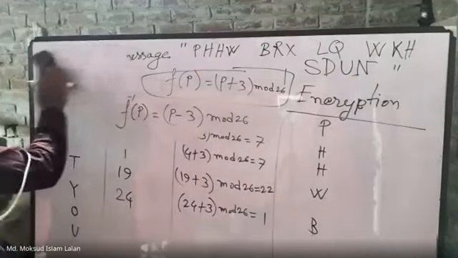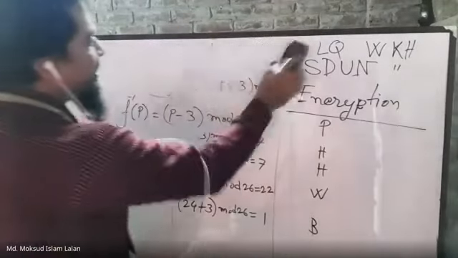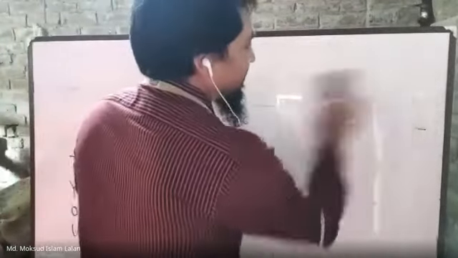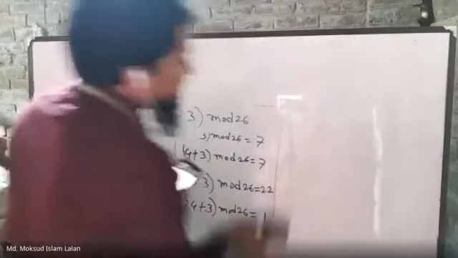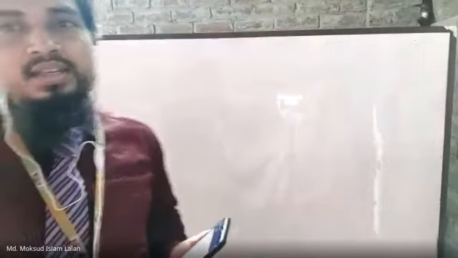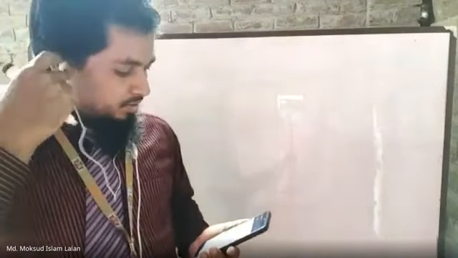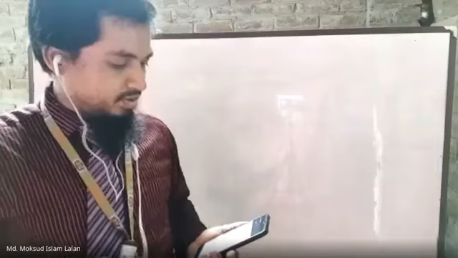In your book, they consider 7. Do you understand? The cipher key, they consider 7. So we may consider 3 or 7. Which one to consider? Lubna, Ifrat, Baijit. 3. Okay, 3.